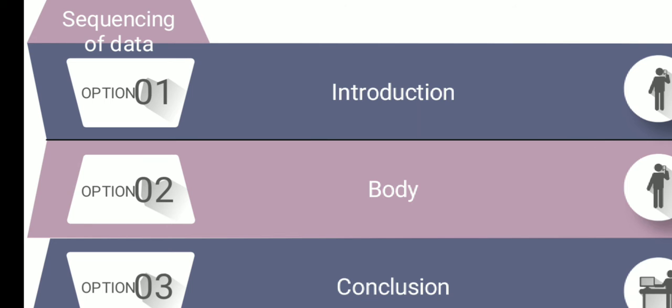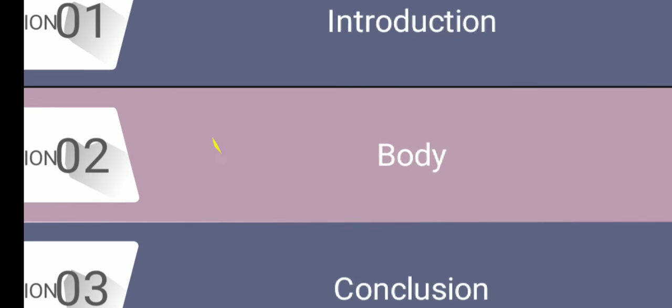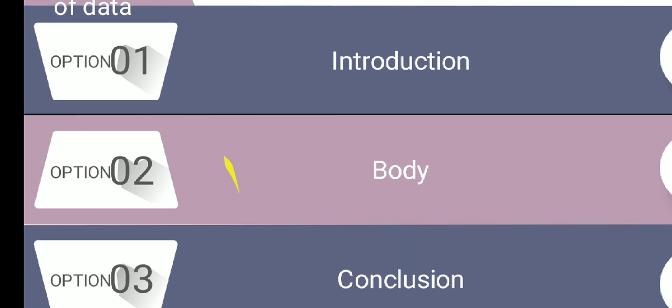Second comes the body, which is the most important part, where the maximum part of the topic is being explained. Then next is conclusion. Conclusion is where you are going to sum up the entire presentation point, and never conclude or end the presentation immediately. Always ask the audience for some feedback, some suggestions, or their opinions on the presentation.